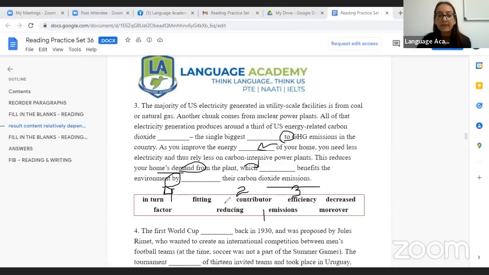This we did today. So we have by fitting the emissions. We cannot fit the emissions, but yes, we can definitely reduce the emissions. So you'll say by reducing the carbon dioxide emissions. Right? Any confusions, anyone? Any questions or any doubts?